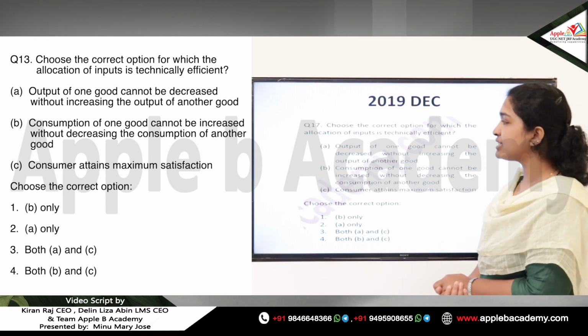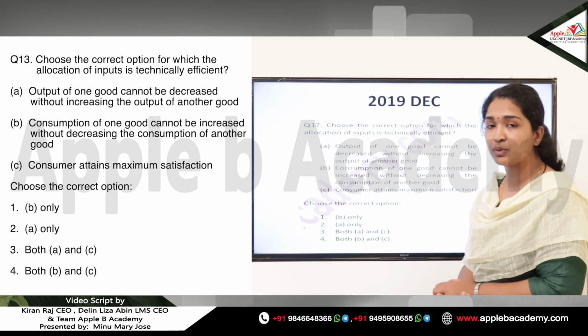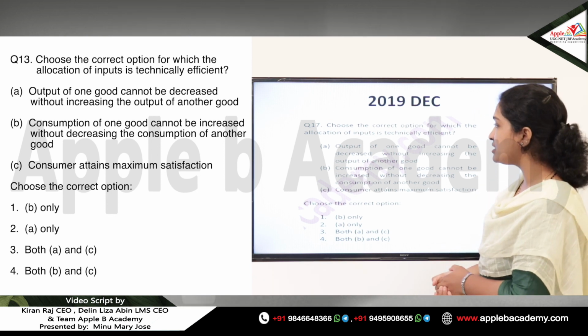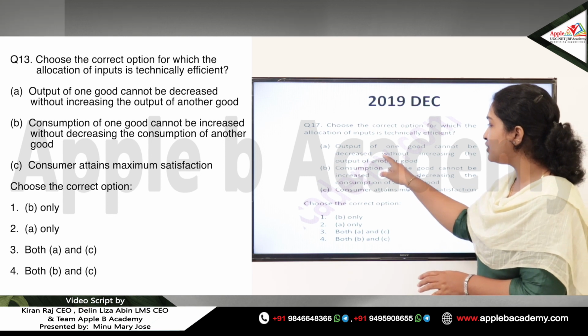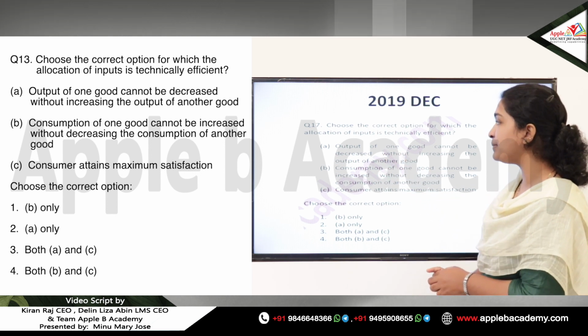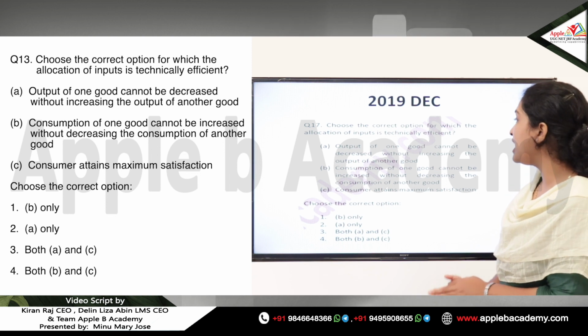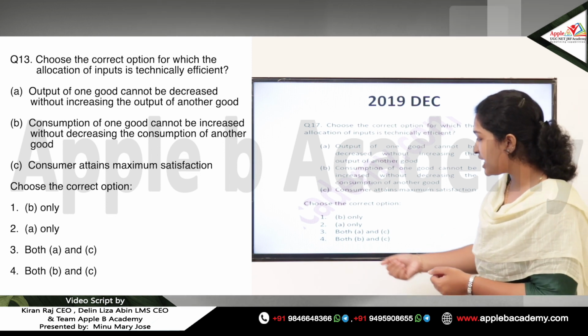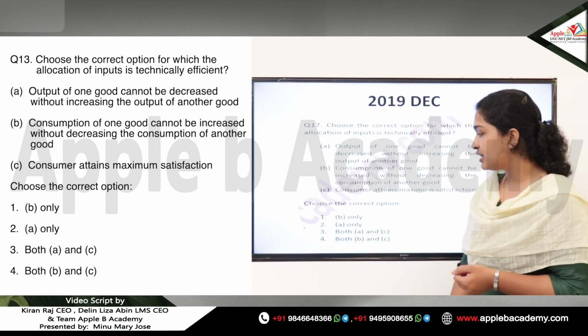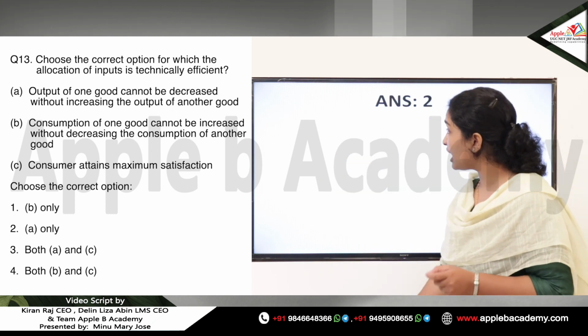So we can see that since this is a case of producer's equilibrium that is being asked here, we can directly find the answer. The answer for this question would be A. That means statement A, output of one good cannot be decreased without increasing the output of the other good. That means the answer for this question is option 2, that is A only.